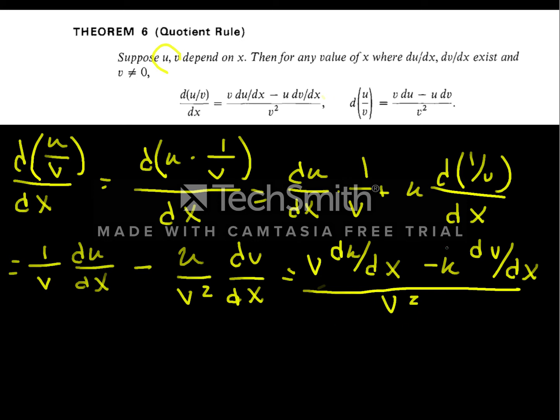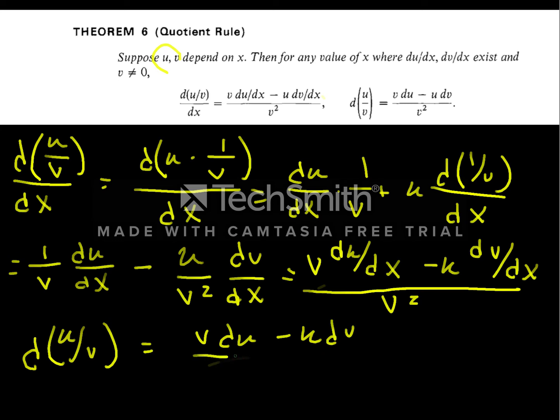And this is kind of cumbersome to write, and you'll see in subsequent exercises that I will more often use the differential form, which is much more concise, or I guess easier to deal with, saying that the differential of u over v is simply equal to v du minus u dv over v squared.